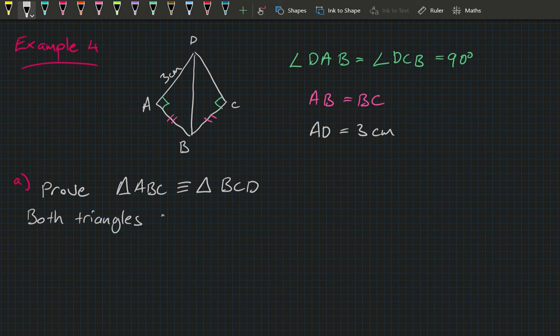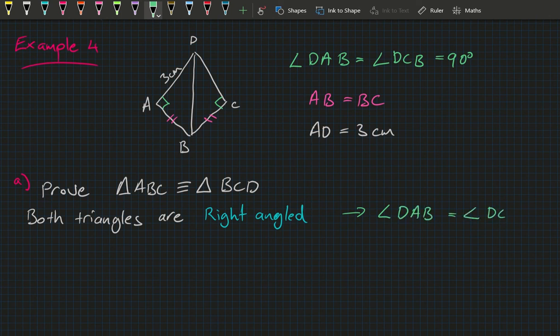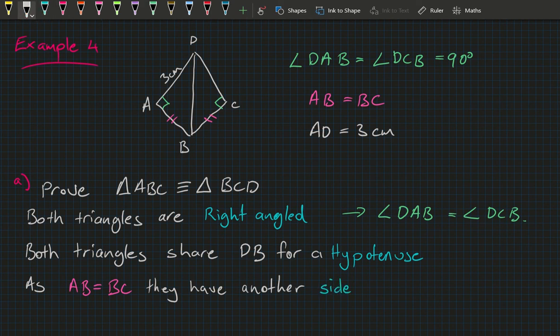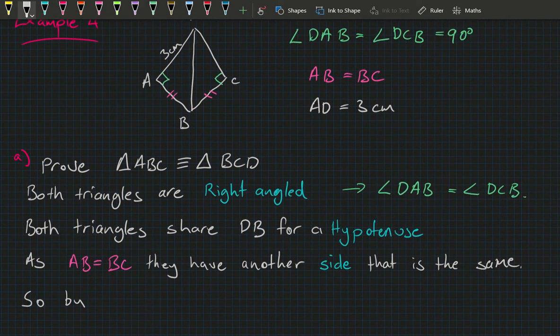We can see both triangles have a right angle, which is DAB and DCB, and both triangles share the line DB for their hypotenuse. Of course, we know DB is a hypotenuse because it's the side length that's opposite the 90 degrees. Now, because AB is equal to BC, they also have another side that is the same. So by the right-hand side rule, ABD is congruent to CBD. And that also reminds me I've made a mistake at the start. That should have been prove the triangle ABD is congruent to the triangle BCD.